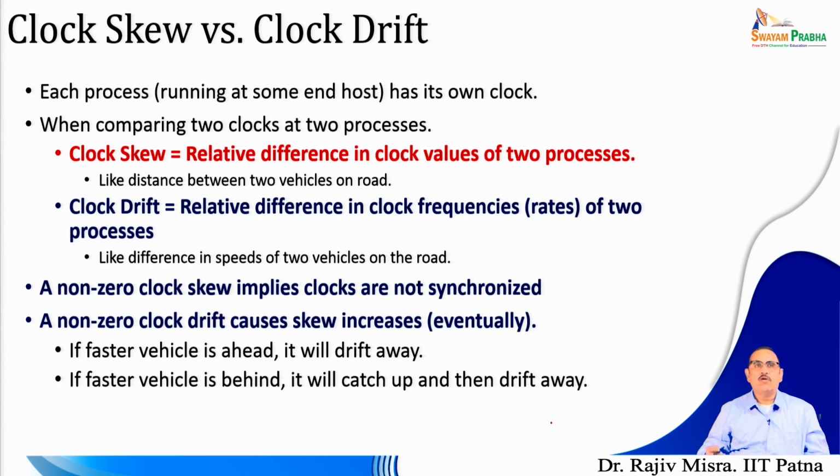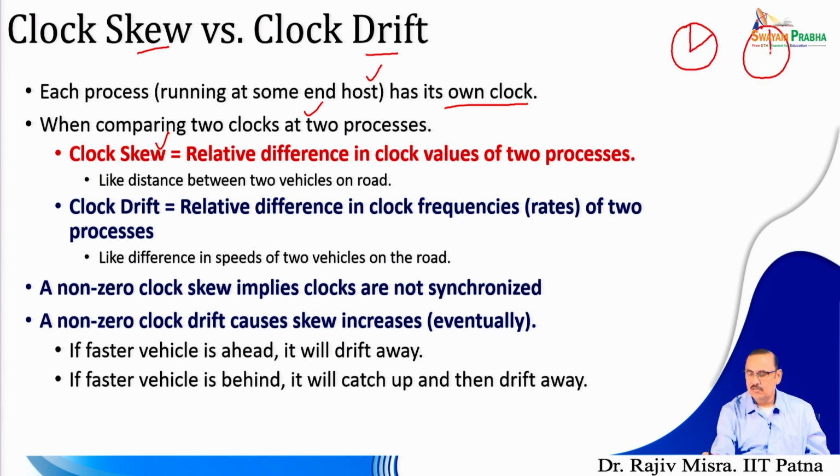Now, let us see there are 2 concepts in clock synchronization. One is called clock skew, the other is called clock drift. Each process running at some end host has its own clock, which we have already assumed. When comparing two clocks at the two processes, there is a concept called clock skew. Let us say that this is one clock and this is another clock.